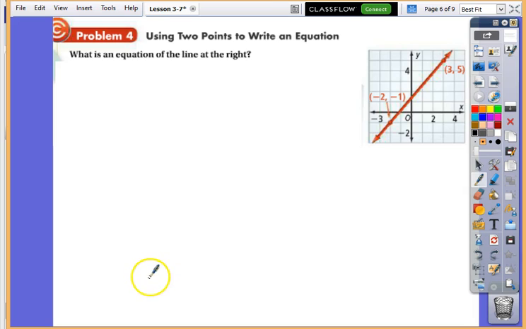All right, let's take a look at how we work this problem. So the first thing I know I'm going to have to do, with either formula I pick, is find the slope.